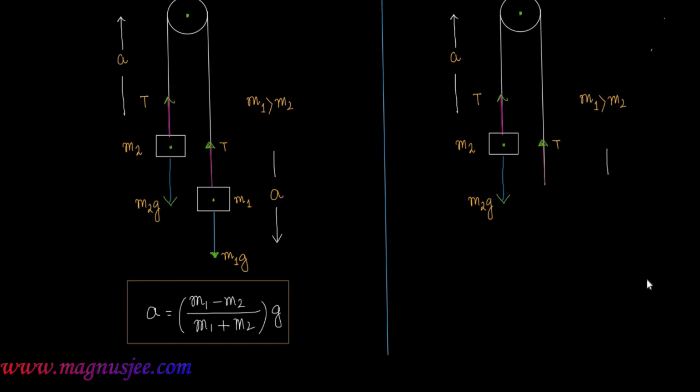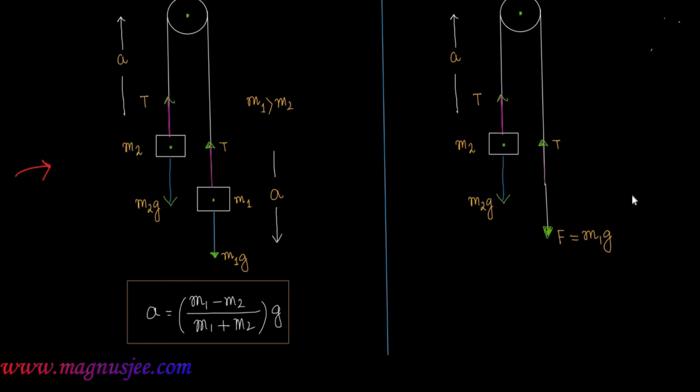In the second case, the heavier block of mass m1 is removed, and the lighter block of mass m2 is suspended by a string, and that string is passing over the same pulley, and the other end of the same string is pulled downwards by applying a force F equal m1g.